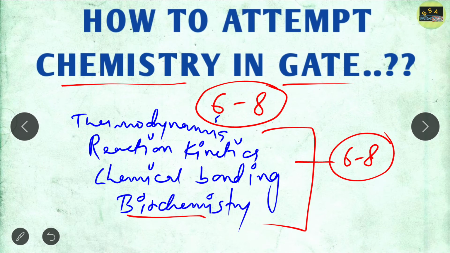Now in thermodynamics, what should you read? You should definitely know about Gibbs free energy. Del G equals minus 2.303 RT log of K equilibrium. Del G equals del H minus T del S. All these formulas, just try to understand them, read the question, and see what is given in the question.